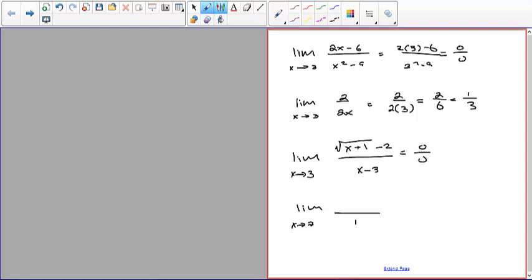So remember, use the chain rule on the square root thing.